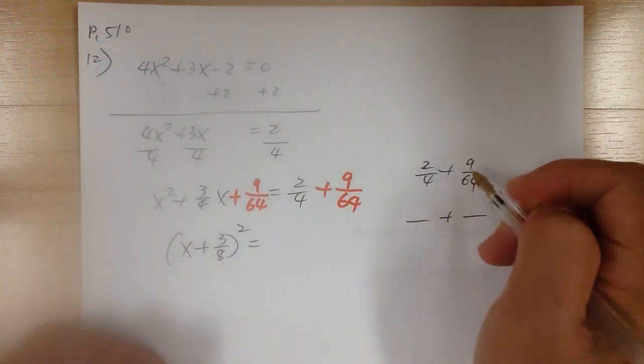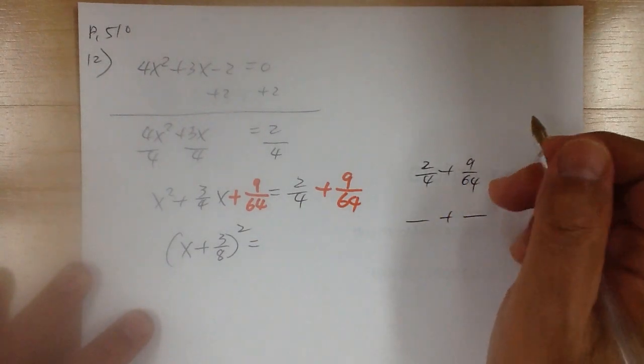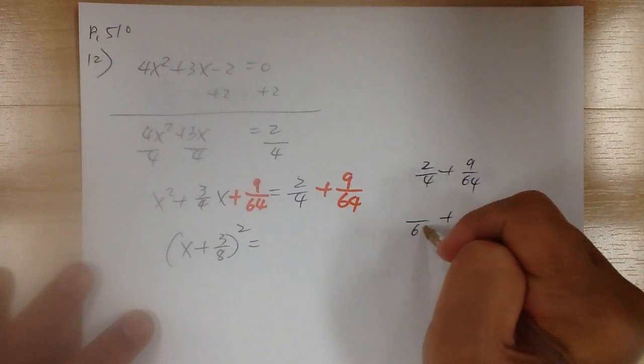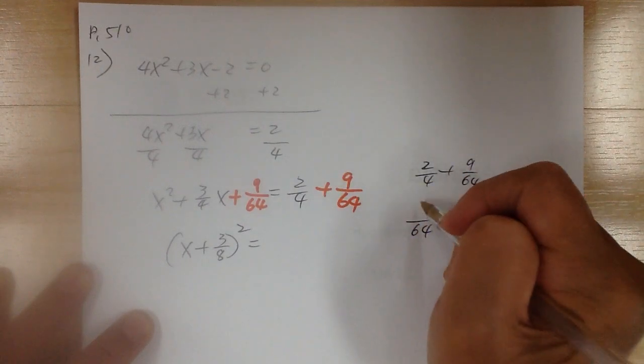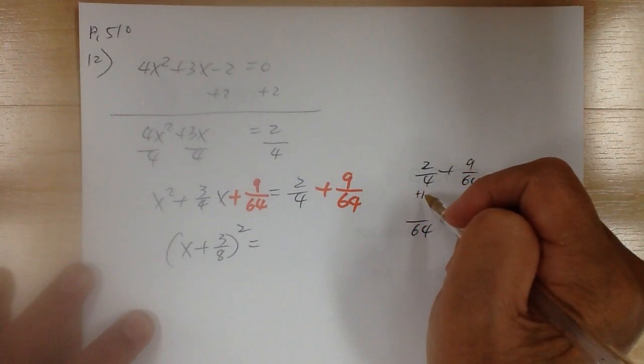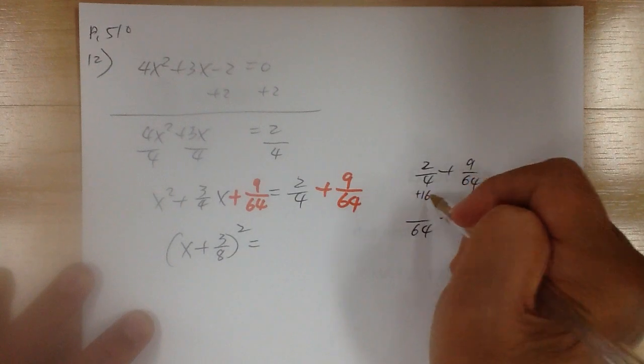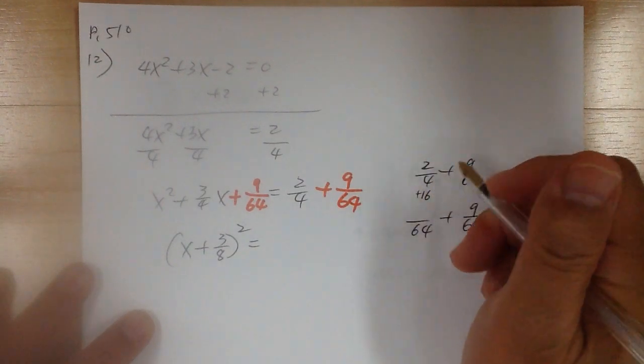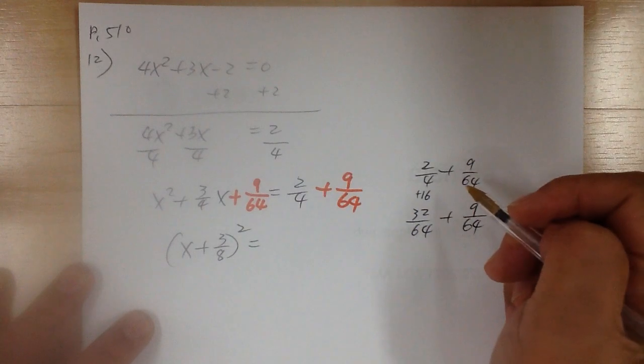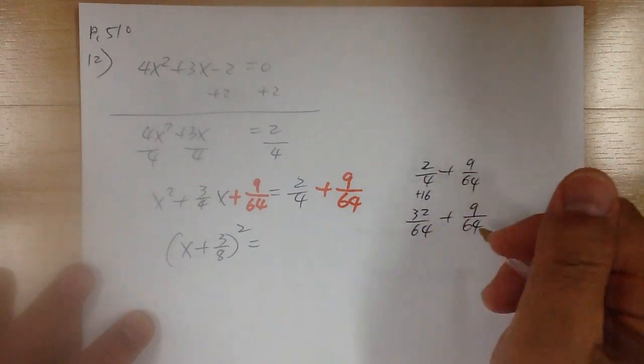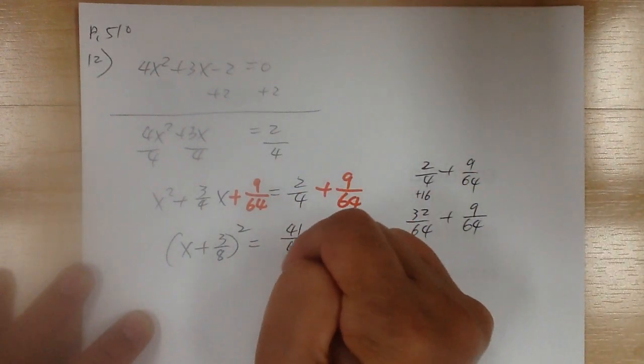First you get your LCD, so it will be 64, 64. So from here to here you need to multiply by 16. Okay, so you get 32. And so you end up with 41 over 64.